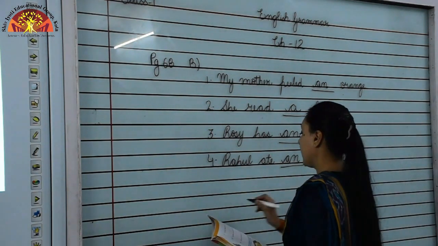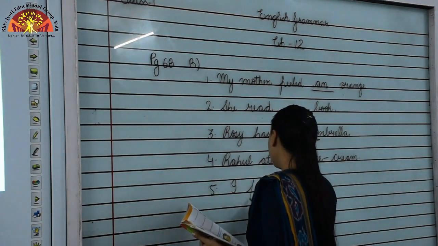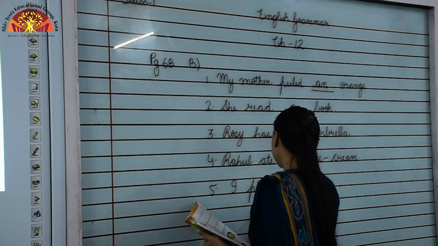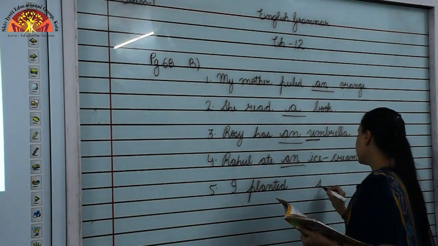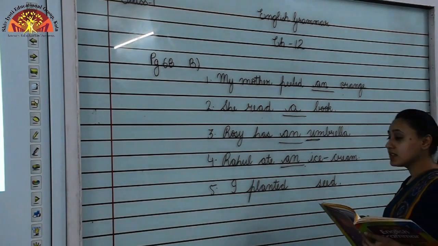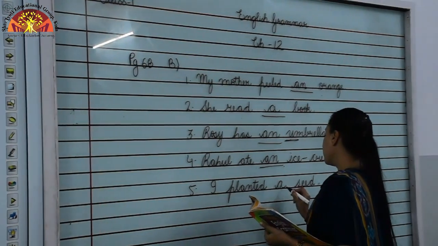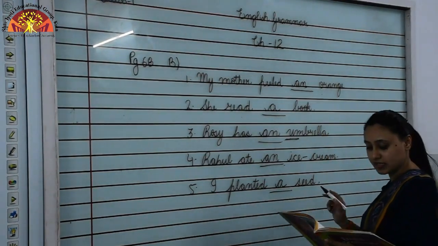Okay. Now, number 5, I planted dash seed. There is a blank before seed and seed is a consonant sound word. So, we will write a before seed. Sentence: I planted a seed.